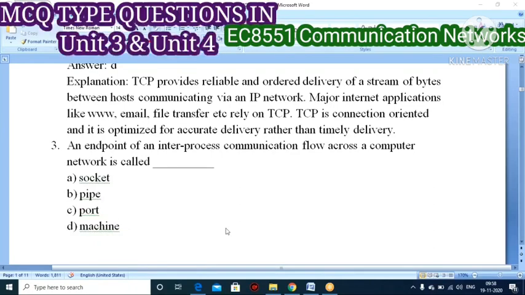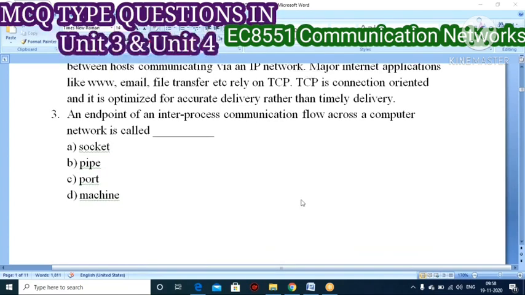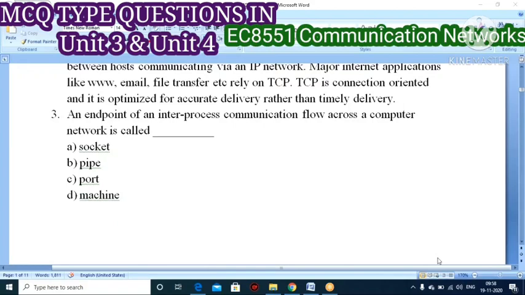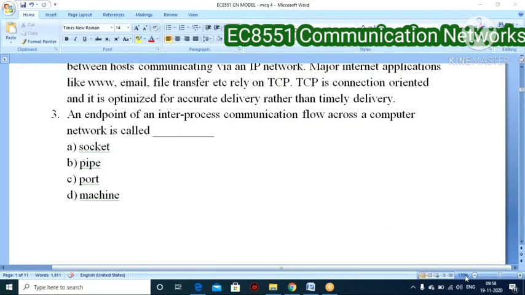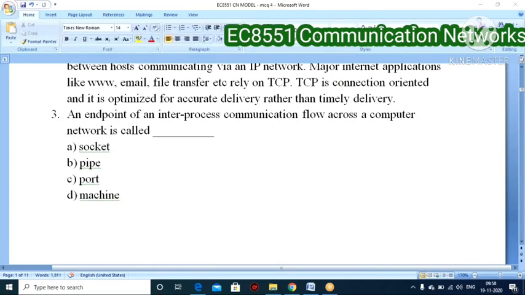Anyone? Socket, sir. Option A, socket. Okay, let's check the answer. Other than Agnes, any other students? Port, sir. Who said this one? Gopalakrishnan. Yeah, let's check the answer.